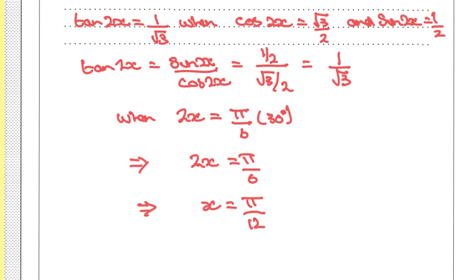Tan is also positive in the third quadrant, so therefore we get x equals pi plus pi over 12, so x equals 7 pi over 12.